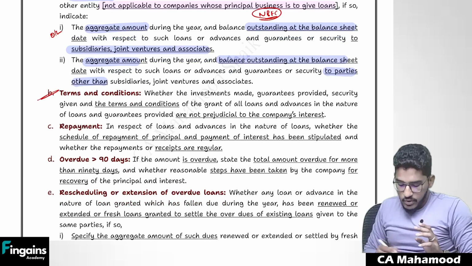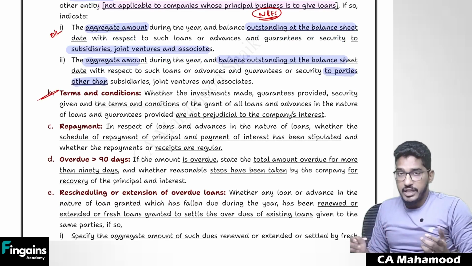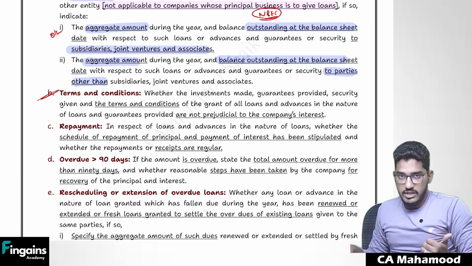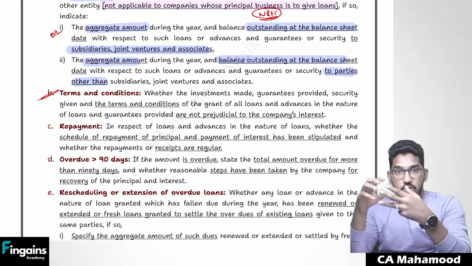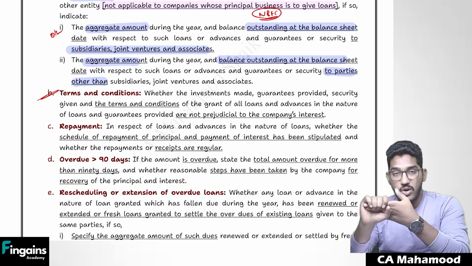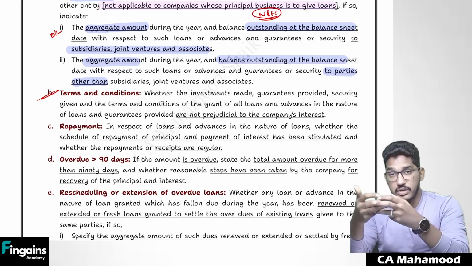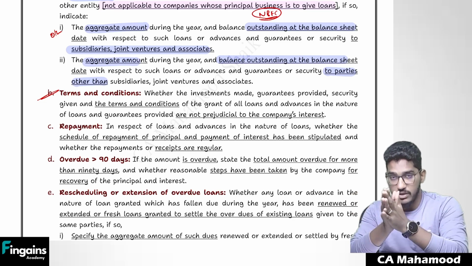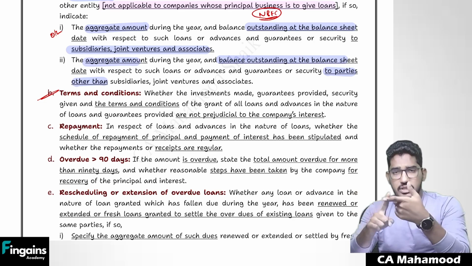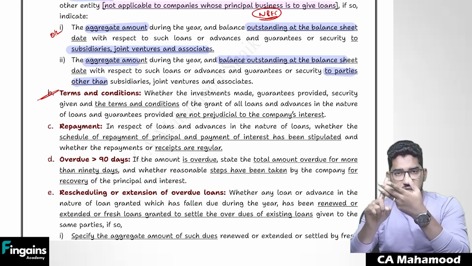Second point, I need to verify on what terms and conditions these loans are given. Like for example, what is the interest rate? What is the repayment period? What is the repayment schedule? I need to check what are the terms and conditions, and I need to give a comment whether these terms and conditions are prejudicial, whether these terms and conditions are harmful to the interest of the company or its members. Like the company is giving loan without any security, without any interest, without any repayment period.